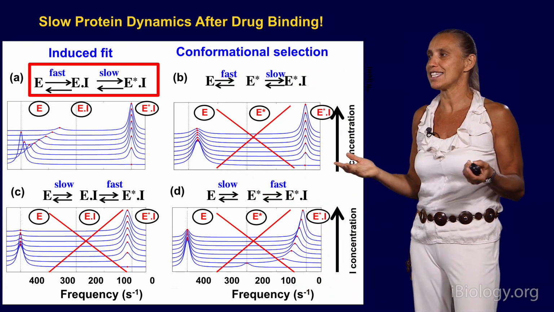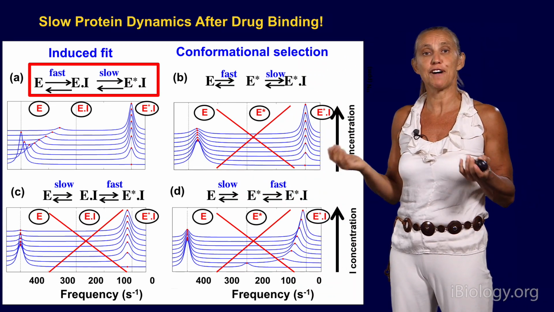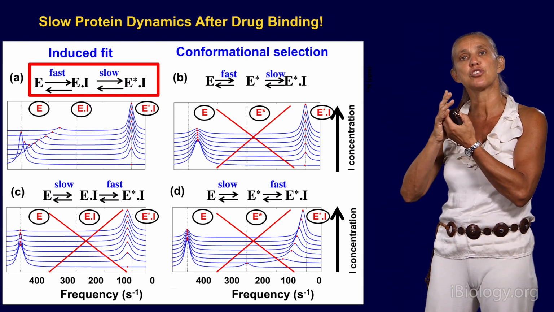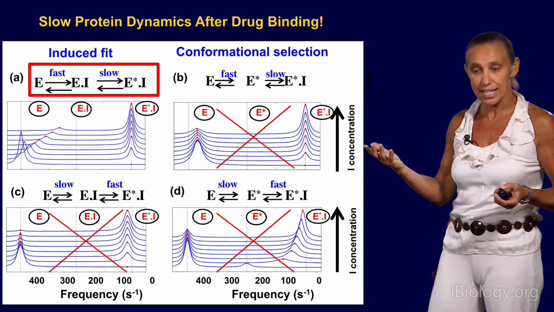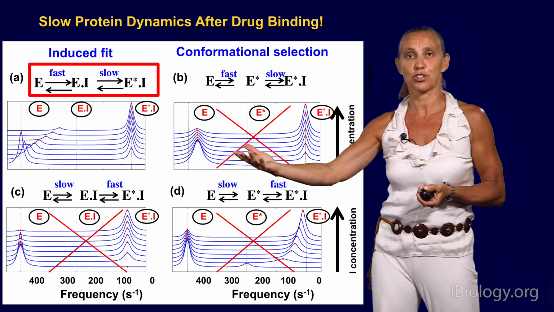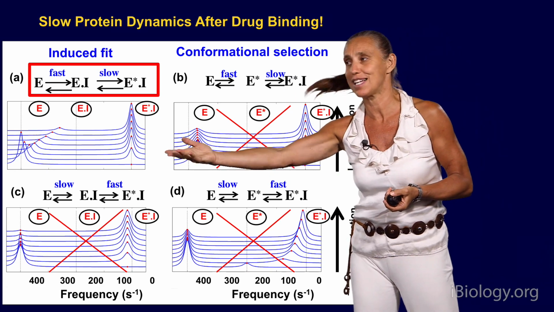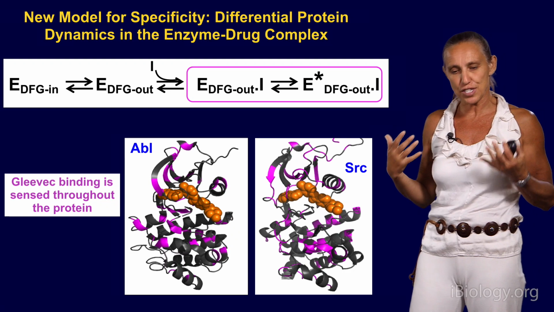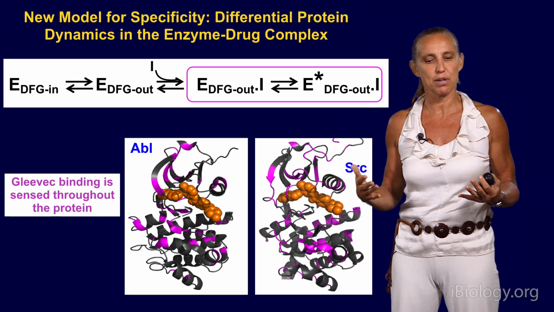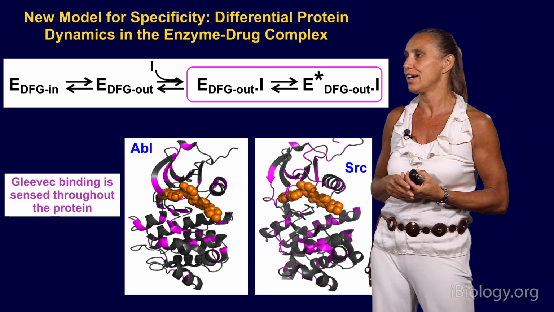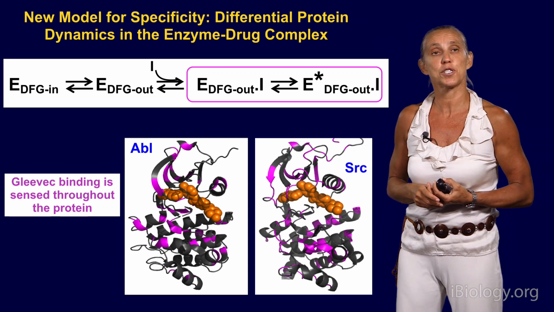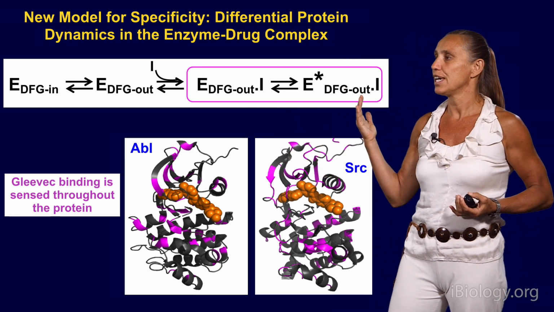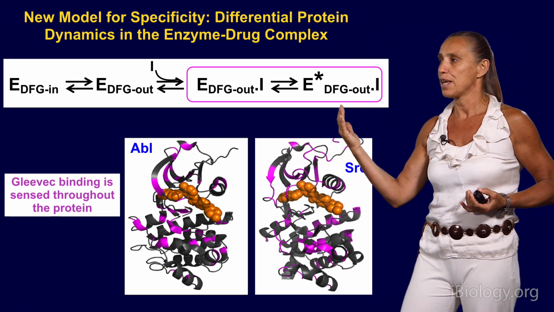It was a model which had never been considered, which is a fast binding of a drug followed by a slow conformational change in the drug-bound state. This was very exciting because for 20 years, people have not considered that. And my postdoc really had to convince me that this model is correct. So we arrived with this very simple two-dimensional NMR experiment, which took us only about 24 hours, at a new model which could explain the specificity for Gleevec, which is differential protein dynamics in the drug-bound state.